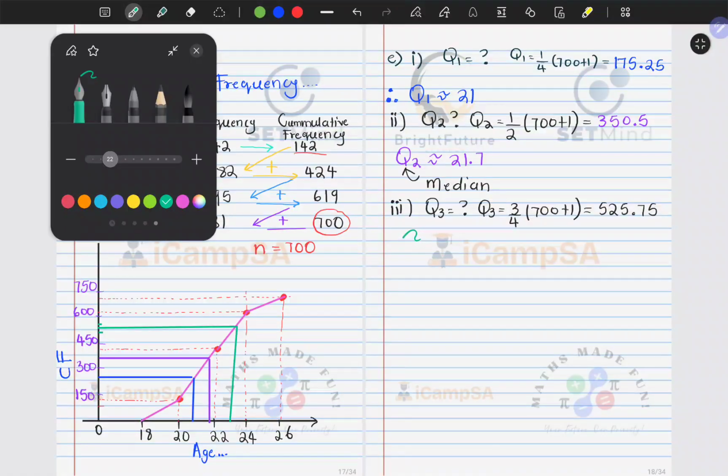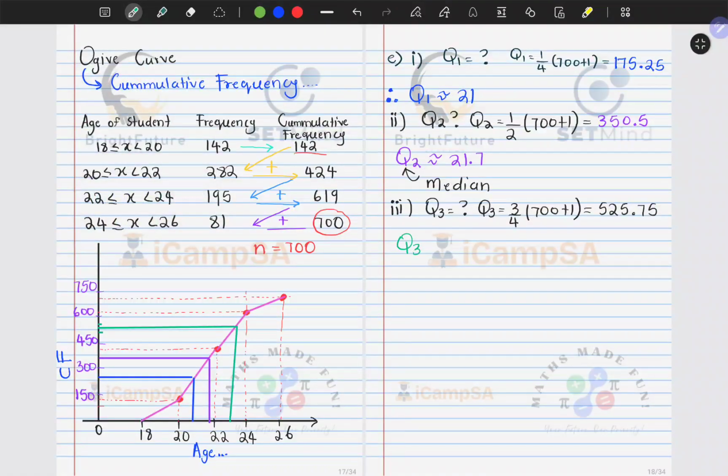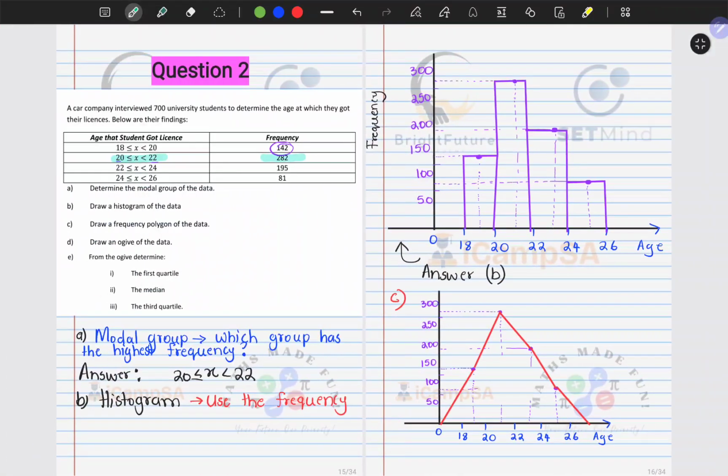So our Q3, that would be approximately, it's above 22 and it's about midway. So I would say it's about 23. Okay. So that is how we do the reading of these here, guys. So I hope that you do understand what is happening here.